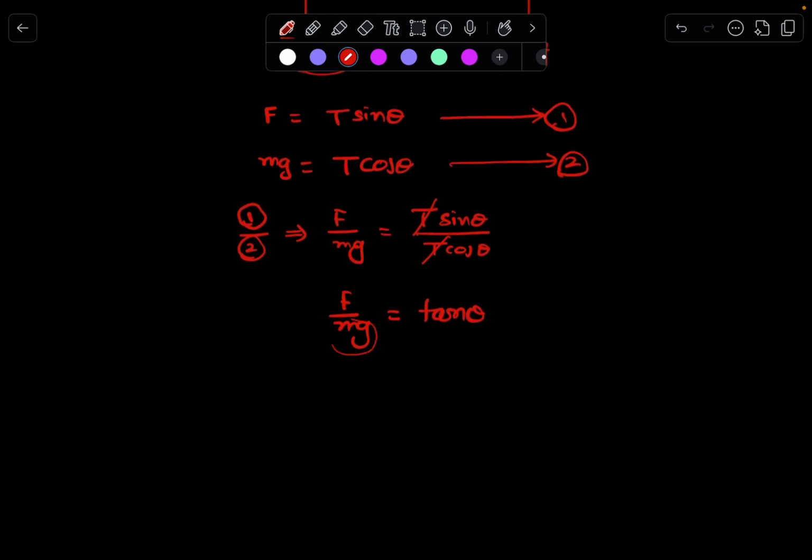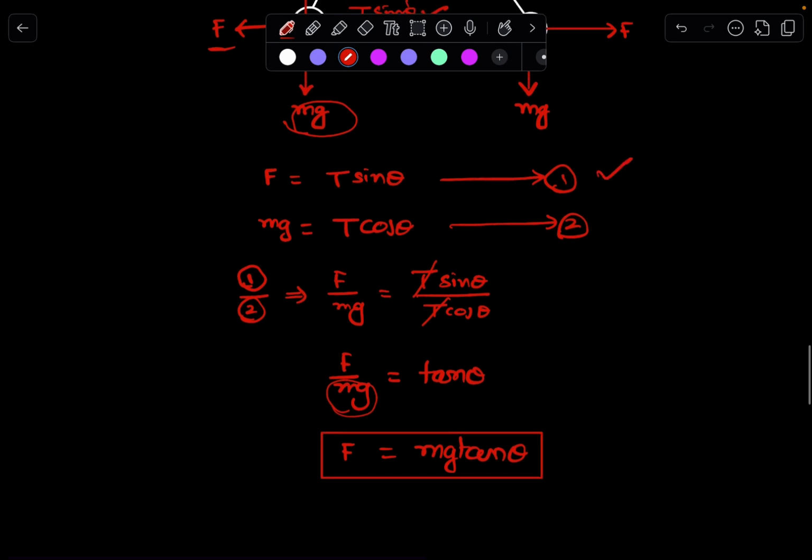Now I'm going to take this mg to the right side. Therefore, F is equal to mg tan theta. So this is the expression for force. Finally we got F is equal to mg tan theta.